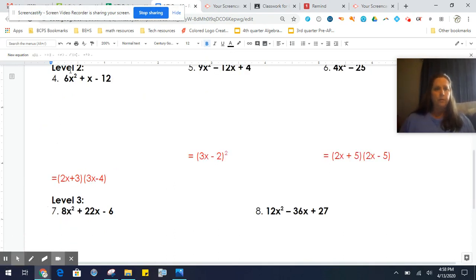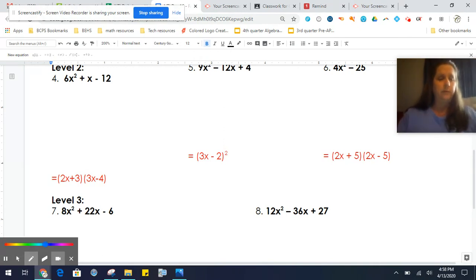Next, we're going to move to the level 2 question, number 4. So first thing I do is check if it's in standard form. Highest exponent is 2. The next one has an exponent of 1. The last one has no exponent, so it is in standard form. Then I'm going to check my numbers, 6, 1 in front of x, and 12. There's not a common factor that goes in 6 and 1 and 12 that's higher than 1, so I don't factor out a GCF. I'm going to go straight to slide and divide on this question.